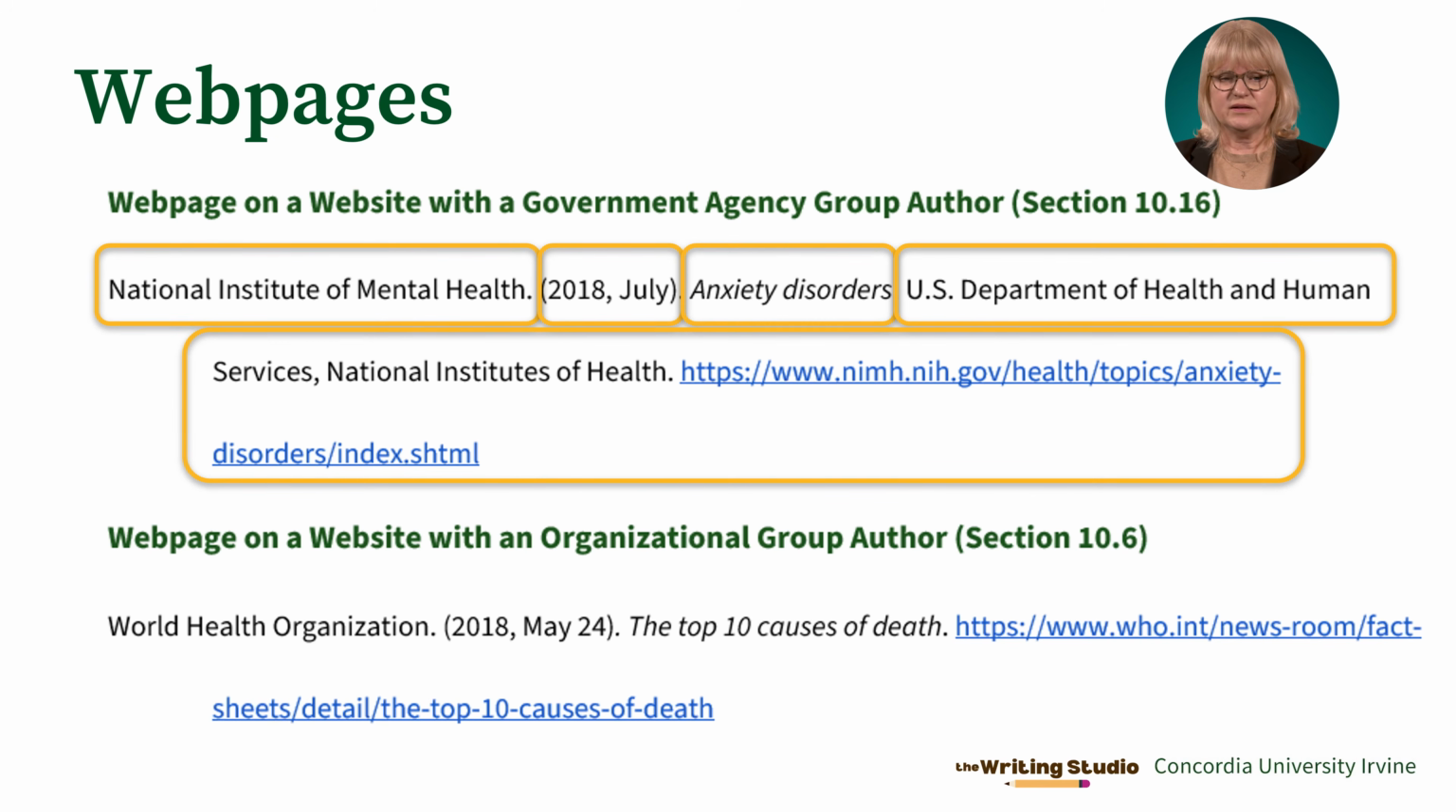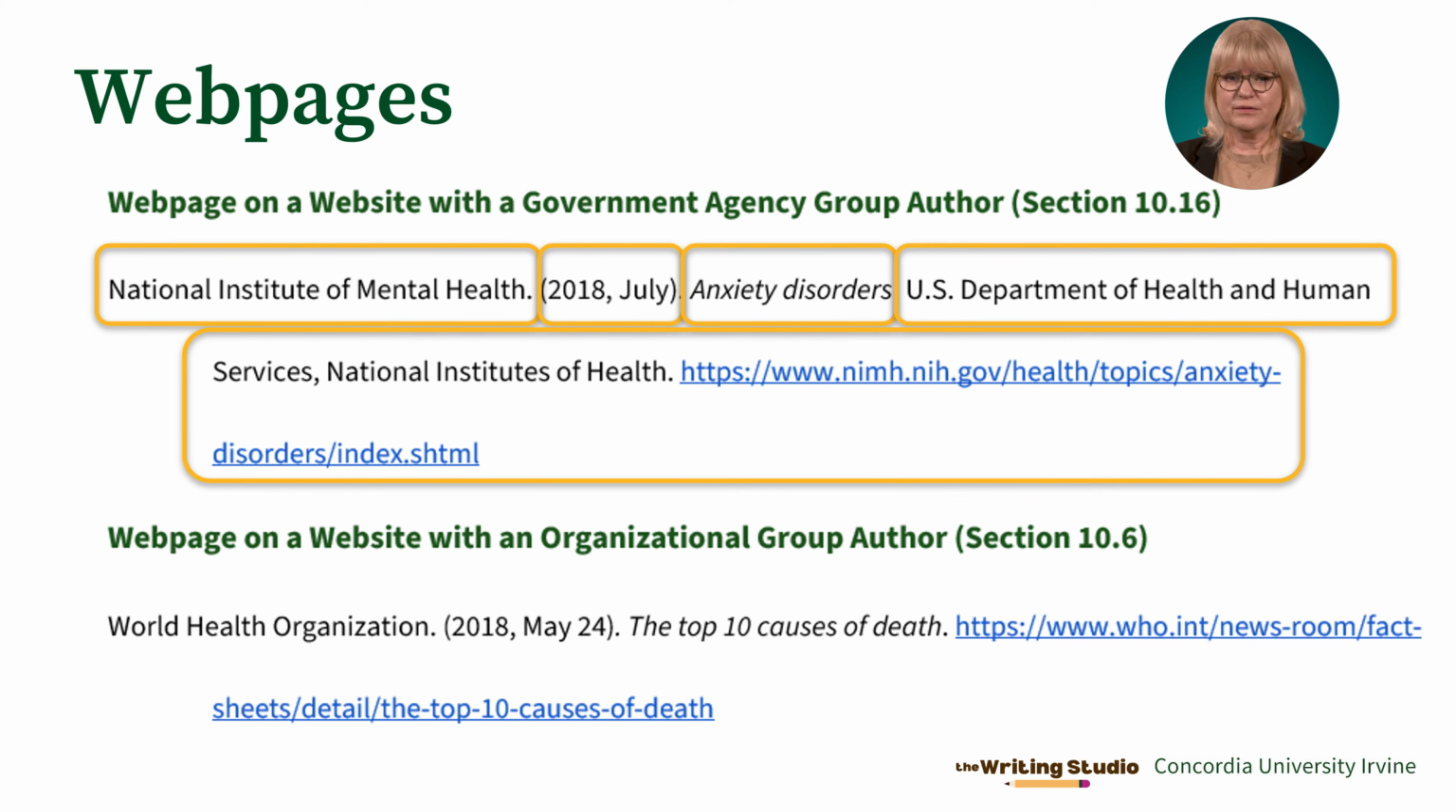The last set is web pages for government agency group authors and organizational group authors. Again, with web pages, we can see the who, when, what, and where. For web pages, we often see group authors. Typically, you can figure out what the name of the group author is by looking at the top left corner of the website. With some organizations, there is a more specific group under a parent group, as is shown here.